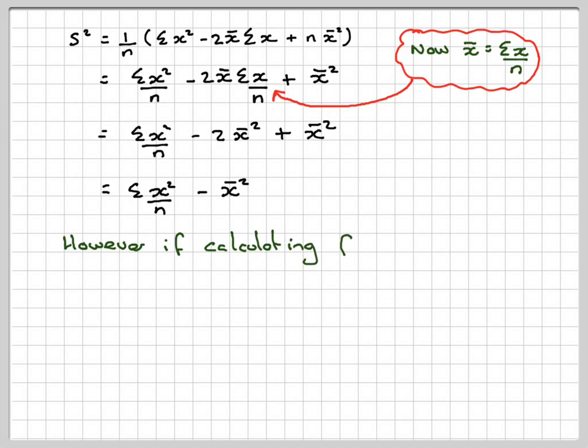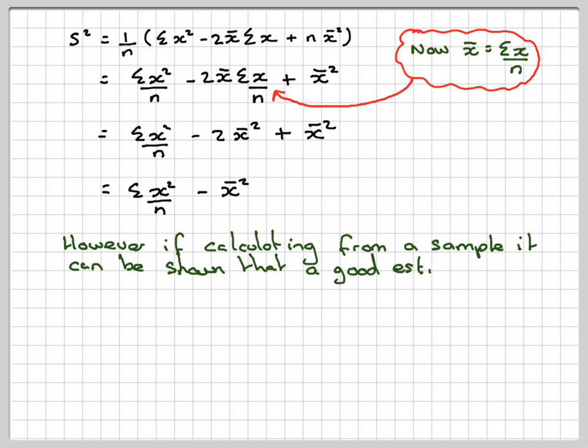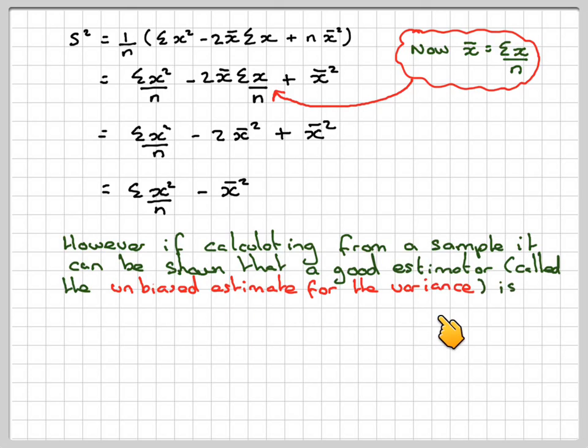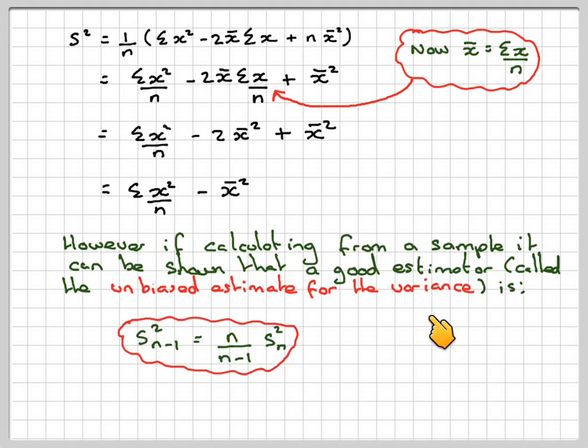However, if calculating from a sample, we don't really know what the standard deviation is. We have to use a good estimator. What we use is what's known as the unbiased estimate for the variance, or the standard deviation if we take the square root. The relationship between the two is that the unbiased estimate, which is this thing here, is n over n minus 1 times the variance, which is what this is here.